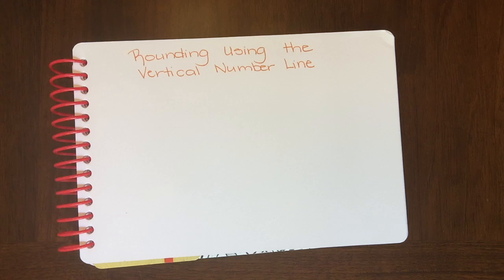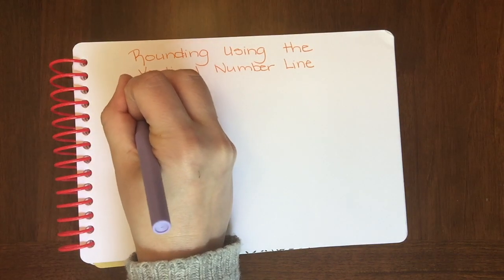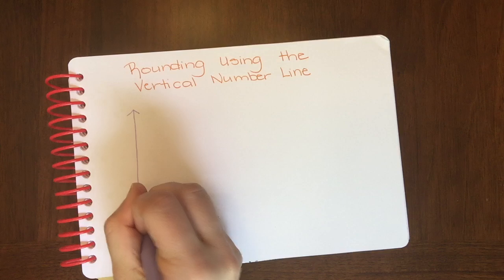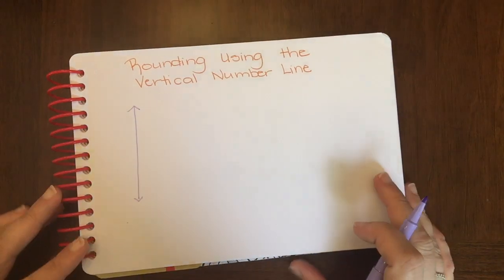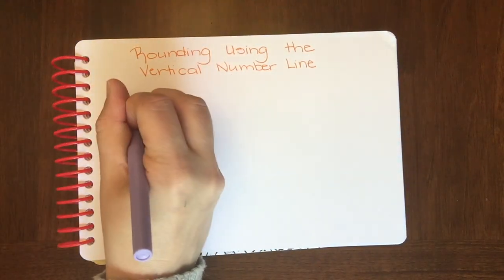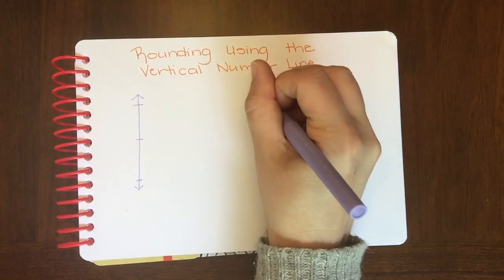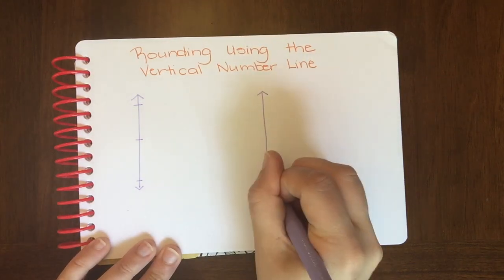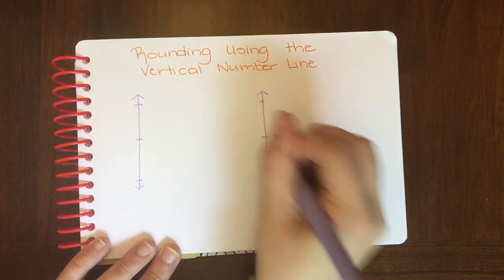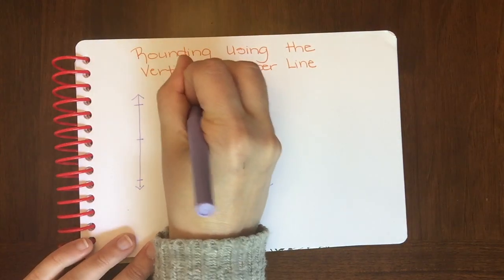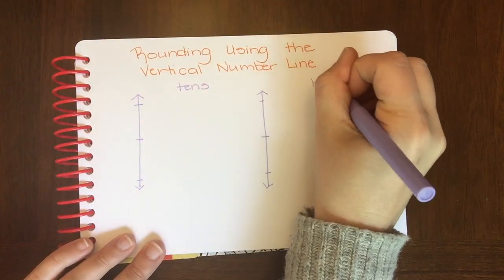Going to talk about rounding using the vertical number line. We have previous videos where we learned to round by tens and by hundreds using the vertical number line. Today we're going to see what happens when we have a number that needs to be rounded both to the hundreds and the tens. Okay, so we're going to set up our two vertical number lines. This will be our tens, and this will be our hundreds.